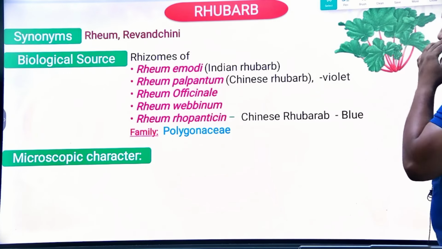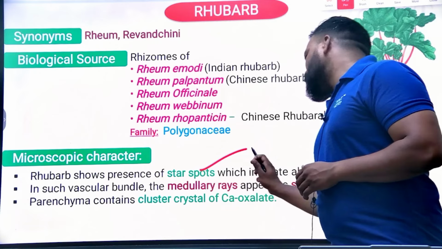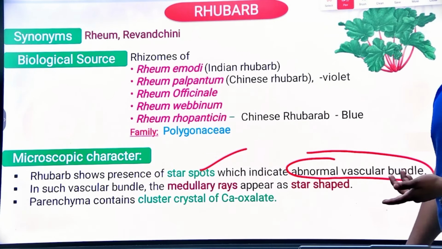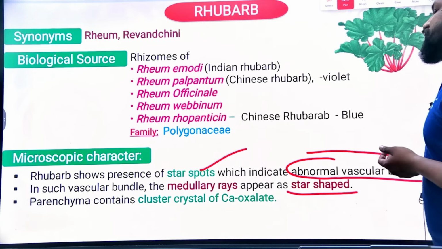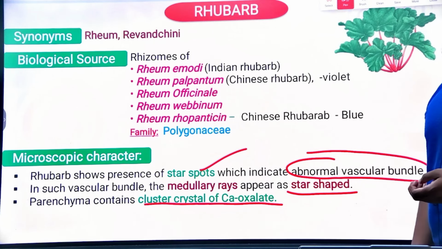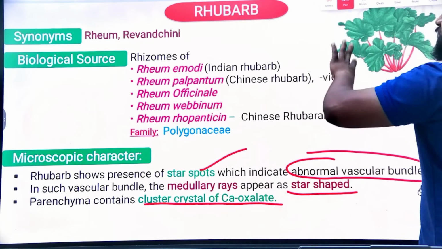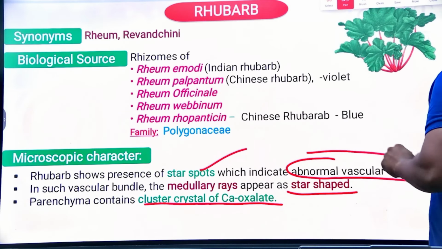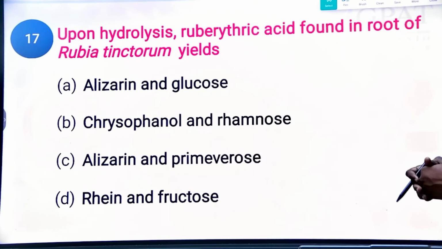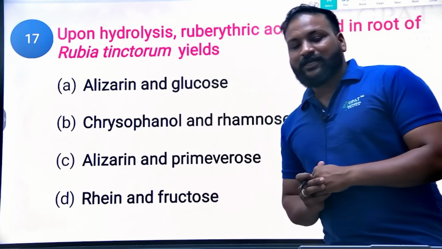So that usually appears as star spots under the microscope. Rhubarb shows the presence of star spots, which indicates an abnormal vascular bundle. In such a vascular bundle, the medullary rays appear as a star shape. Also they contain cluster crystals of calcium oxalate. Yes, it is obtained from different species of the family. Next. Upon hydrolysis, the acid found in the root of Rubia tinctorum yields which of the following?